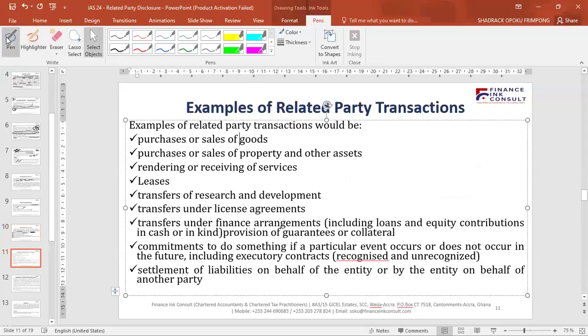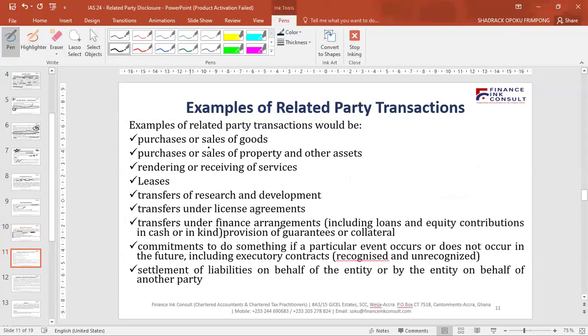So examples of related party transactions: purchase and sale of goods, purchase or sale of property. So once again, like your normal transaction, it is not any extraordinary transaction. They are our normal transactions that we do on a daily basis. The only thing is that it is between us and our related parties.